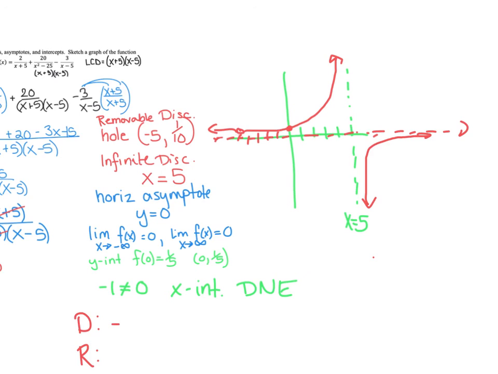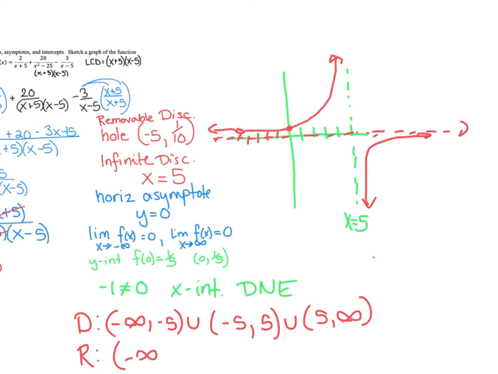So my domain would be from negative infinity to negative 5, where I have that first hole, union negative 5 to 5, where I have the asymptote, union 5 to infinity. Now the range, how low, would go from negative infinity up to my horizontal asymptote of 0, union 0 to, now not positive infinity because I do have that hole, which is why it's helpful to have this y value of the hole where it exists. So 1/10 union 1/10 to positive infinity.